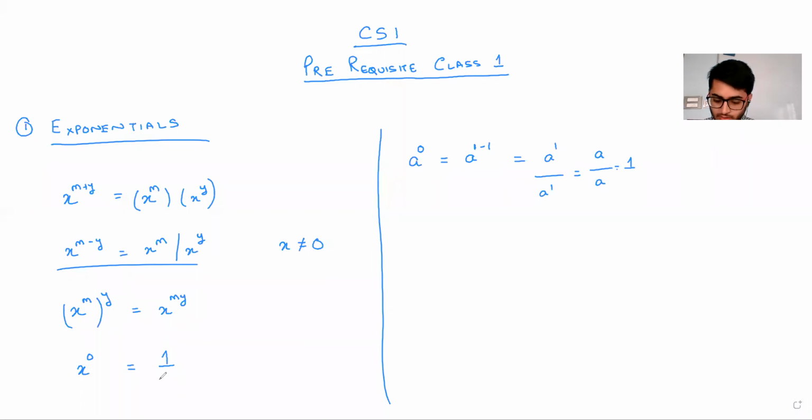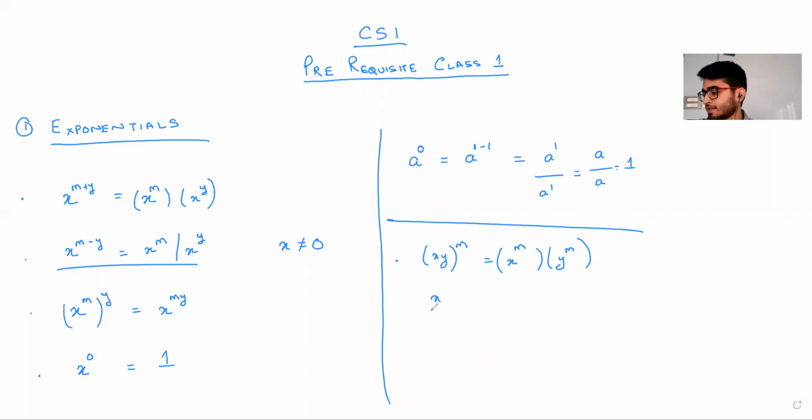Then we have a few more properties. These were the 4 ones. Next we have xy, let's say, to the power m. This is nothing but x to the power m into y to the power m. Similarly, x by y whole to the power m is nothing but x to the power m by y to the power m, given that y is not equal to 0.